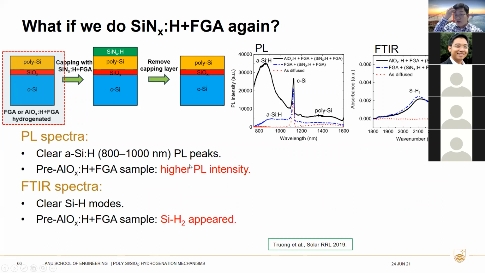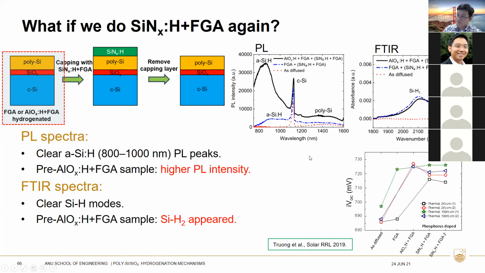For the FTIR spectra, we see clear silicon hydrogen modes on the hydrogenated sample, and the pre-ALOX sample shows even higher silicon hydrogen, the dehydride silicon hydrogen here, which indicates a higher amount of hydrogen already injected into the films. We noted also the changes in the IVOCs. After forming gas anew and then after ALOX forming gas, there's a significant increment for the pre-forming gas anew sample. Meanwhile, for the pre-ALOX sample, it degrades.